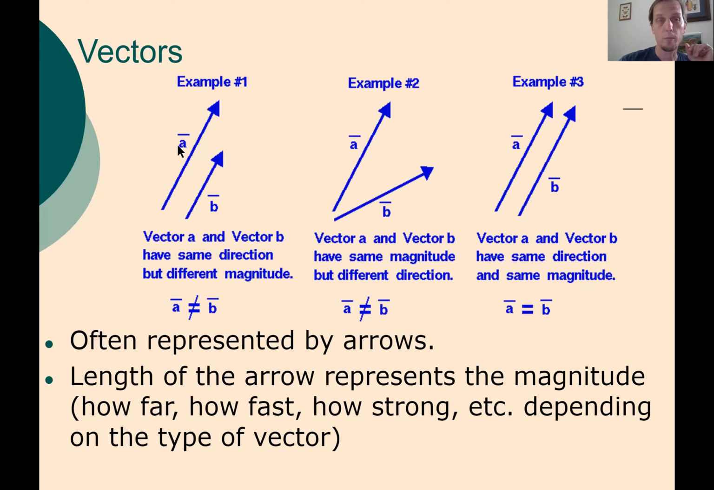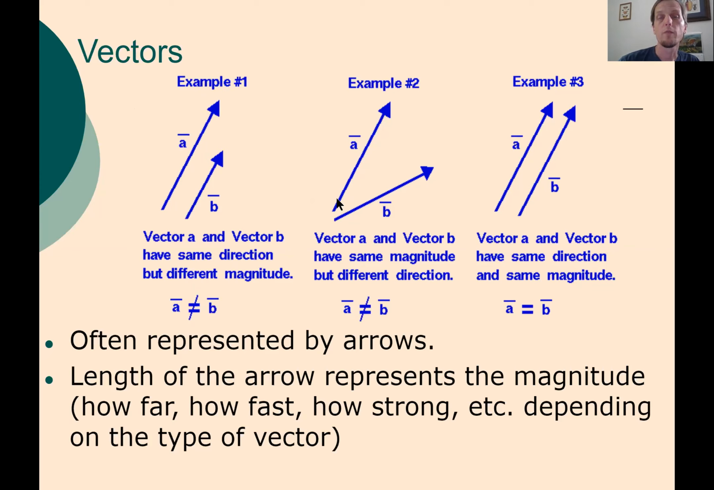Vector A, we're going to label this one A. You can see this arrow. This is a vector quantity because it has an arrow on it and it stops right here, so it has a defined distance. They're going the same direction, but they have a different magnitude. So A is much bigger than B. So vector A is not the same as vector B.